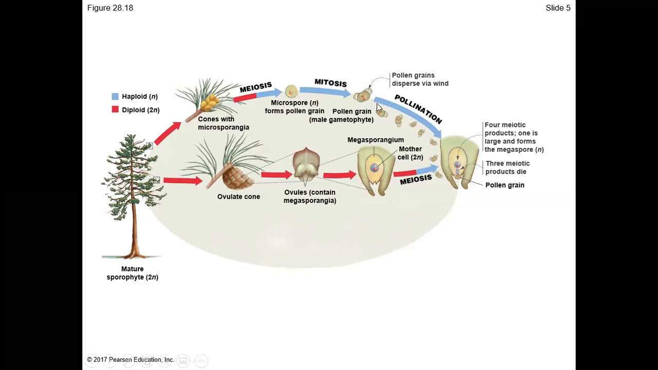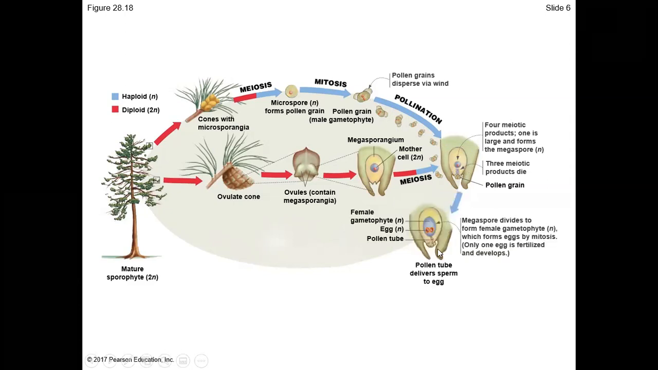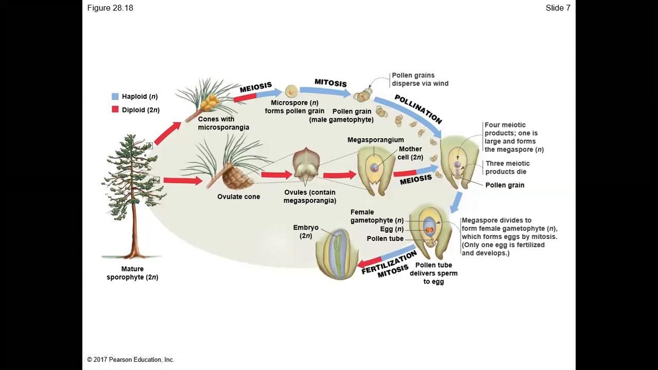So at this point, we have pollination occur. So we have our pollen grain that has flown through the air through wind and landed on the megasporangium. At this point, inside the megasporangium, we still have our megaspore developing, forming our archegonia, and therefore our eggs. This pollen that is attached will use the pollen tube to deliver the sperm to the egg, and through fertilization, we will form our embryo.